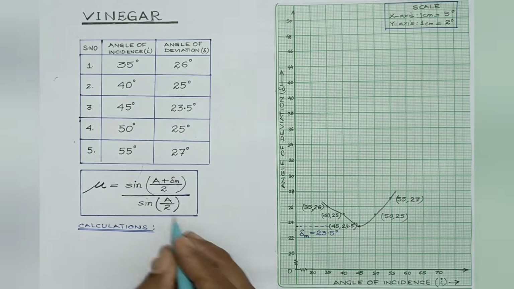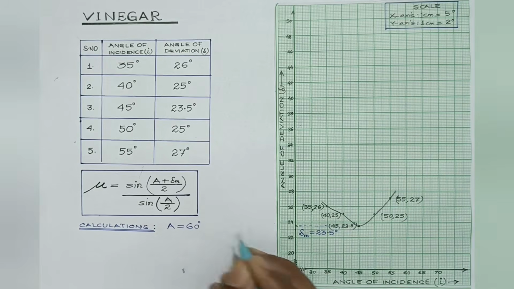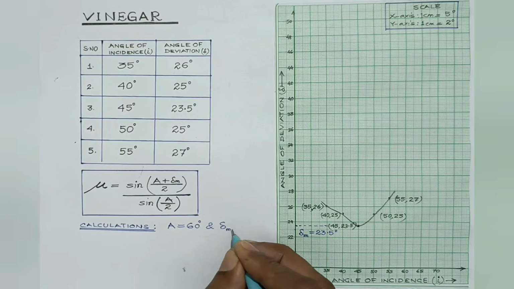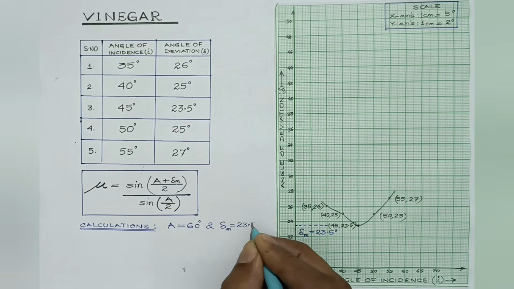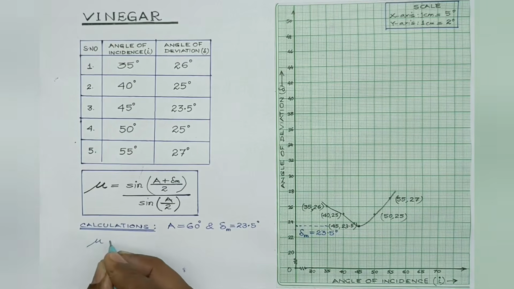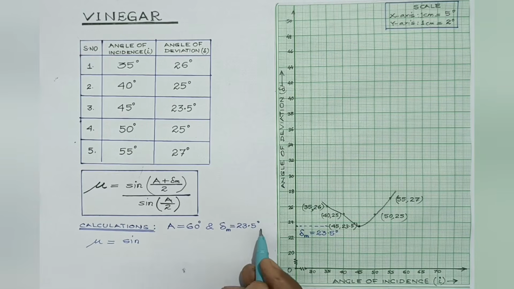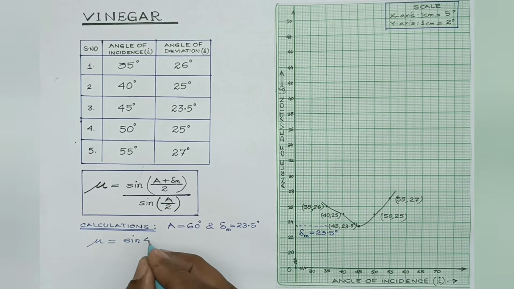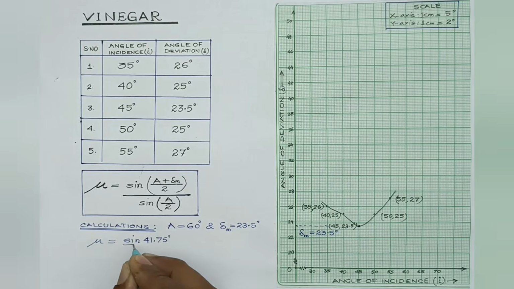So we need to substitute this value over here. The angle of prism is 60 degrees as we are considering a hollow equilateral prism, and delta m, the minimum deviation angle in the case of vinegar, is 23.5 degrees. So substituting the values in the above formula, what we get is 60 plus 23.5, so 83.5 divided by 2, that will give us 41.75 degrees, divided by sine of A by 2, which is 30 degrees.